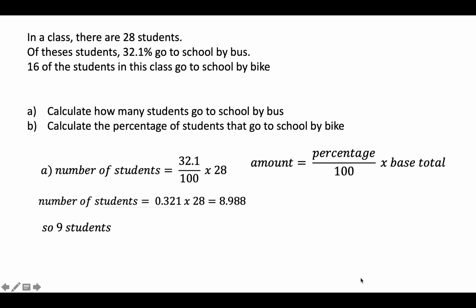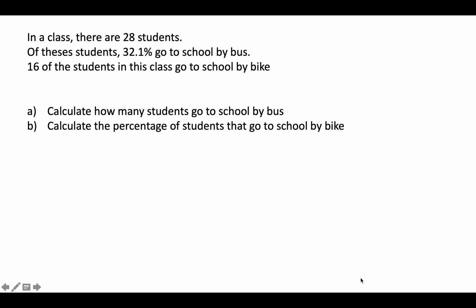Always round off the normal way when you're dealing with percentages. So write down your calculations. Number of students is 32.1 divided by 100 times 28. That's your calculation. Things you put in your calculator, you have to write them down the way you do that and get to the answer, 9 students.